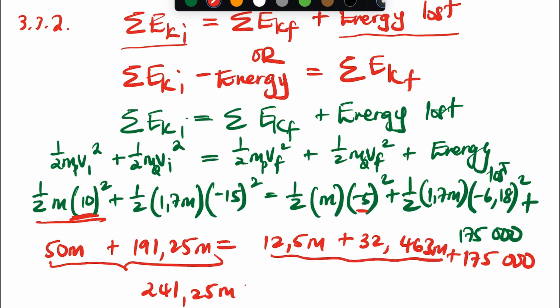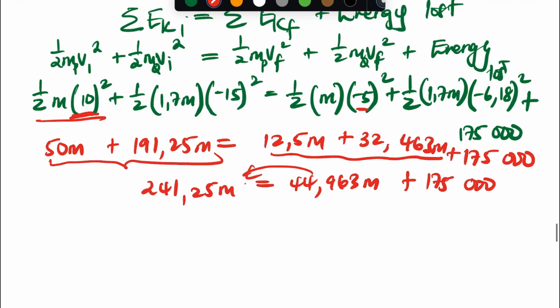So these two, it's going to be 12.5 plus 32.463. It's 44.963 m plus 175,000.